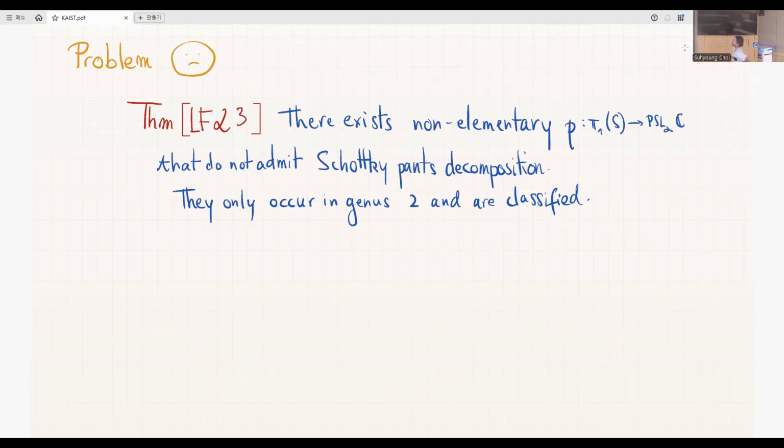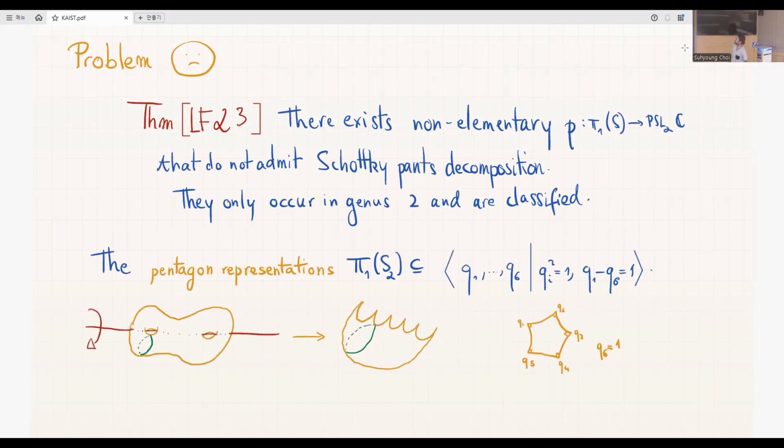But unfortunately, there is a little problem in this proof, meaning that the first step is actually not entirely true. There exist non-elementary representations that do not admit this kind of decomposition. But fortunately, they are very rare. They only occur in genus 2 and are actually classified. I will just tell you how to define them because I think it's quite fun. I call them the pentagon representations, and they are defined as follows.